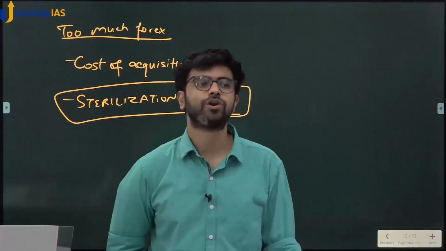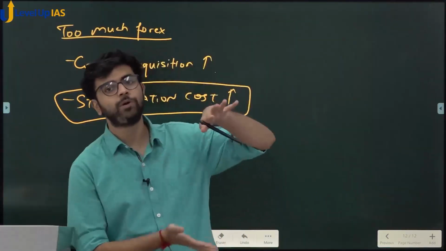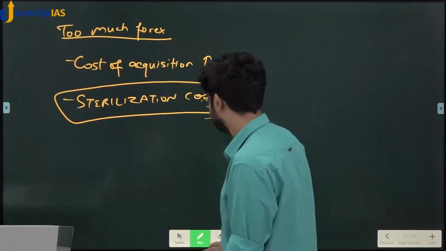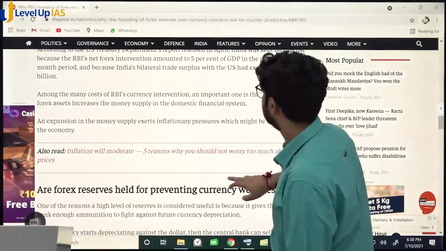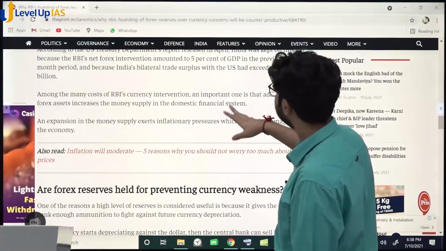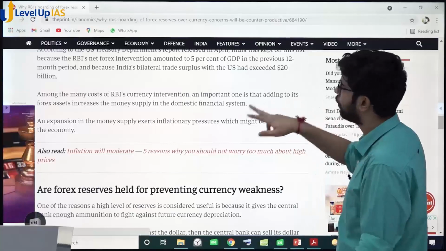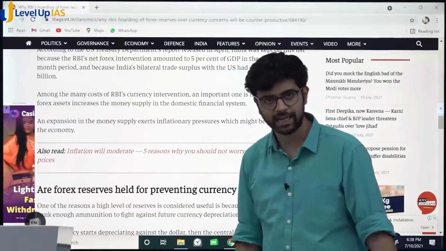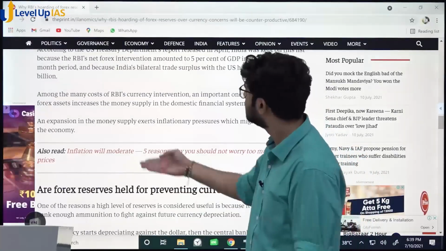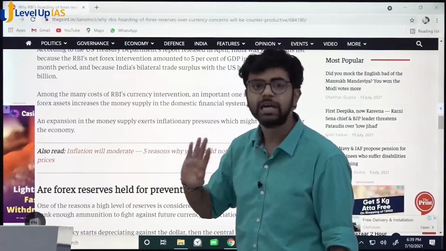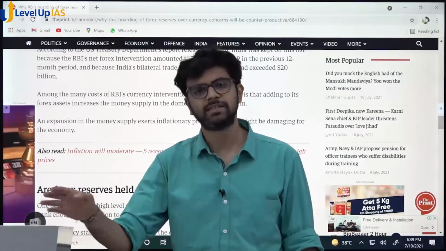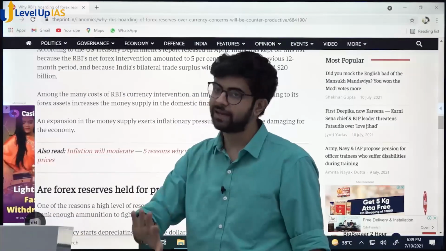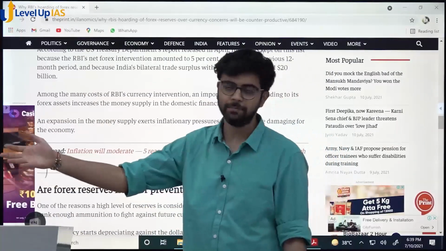Anything in excess. Now you store a lot of notebooks, let's say blank notebooks, you have 10-20 blank notebooks, but if you don't require, what is the use? Right? So they are saying ki among the many costs of RBI's currency intervention, important one is that adding to its forex assets increases the money supply in the domestic financial system. If it is not sterilizing, then it will increase money supply, yes or no? If it is not sterilizing, we went one step further and we said कि RBI will sterilize it and उसका cost होगा then. Cost of acquisition or money supply increase.